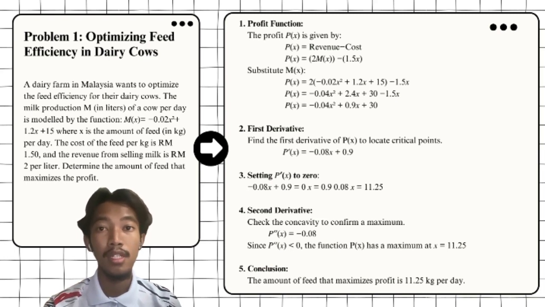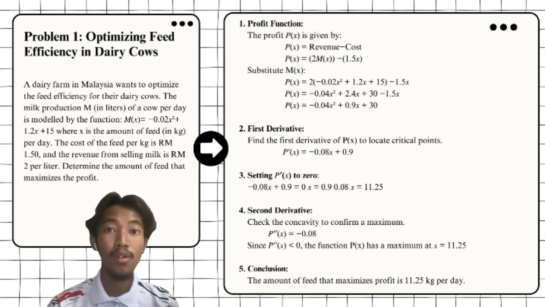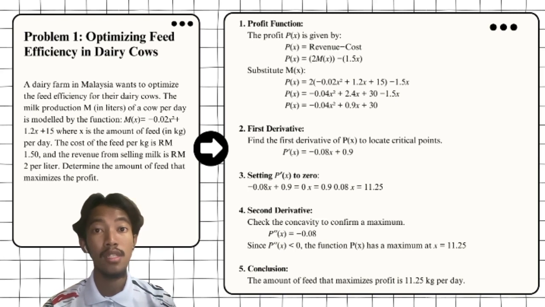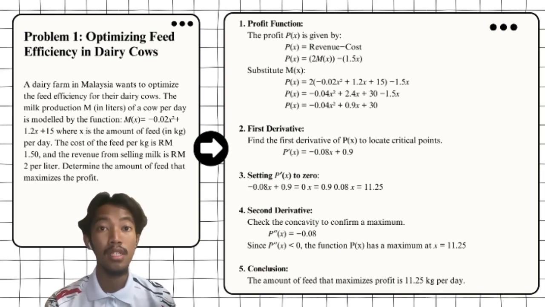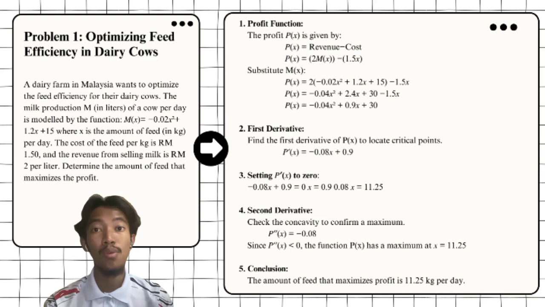And the expanded form is P(x) = -0.04x² + 2.4x + 30 - 1.5x. So the equation is P(x) = -0.04x² + 0.9x + 30.